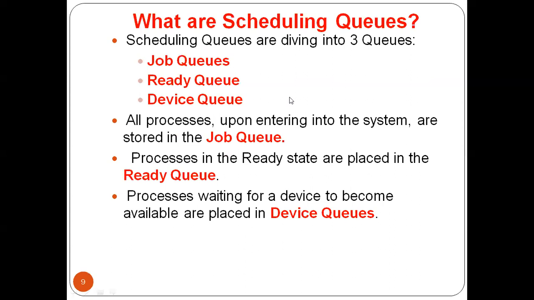So what is meant by scheduling queues? The scheduling queues are divided into three queues: the job queue, the ready queue, and the device queue. All the processes upon entering the system will be stored in the job queue. The processes which are in the ready state will be placed in the ready queue. The processes which are waiting for an input output device to become available will be placed in the device queue.